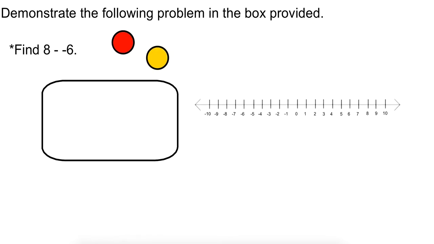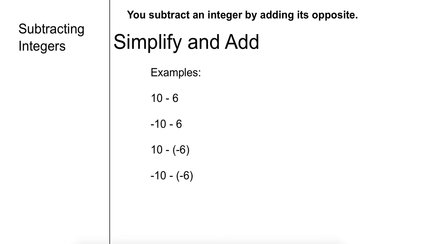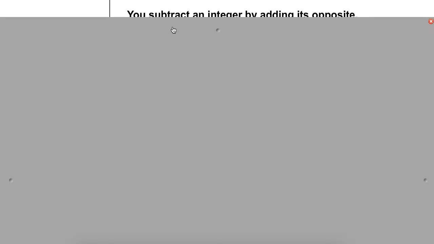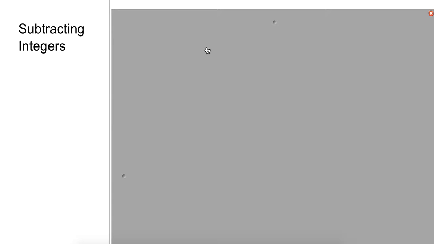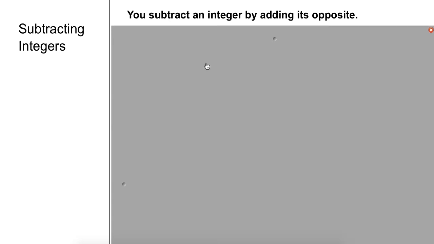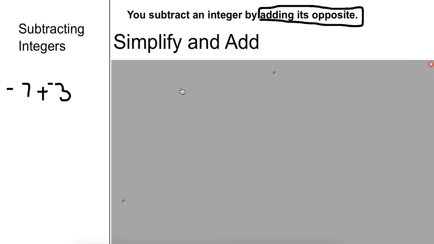So in your notebook right now, I want you to write subtracting integers. Subtracting integers really means that you add the opposite. That's the mathematical terminology. We're going to take one like negative 3 minus 3. We add the opposite is what it means. But we're going to make it simpler. We're going to call it simplify and add.